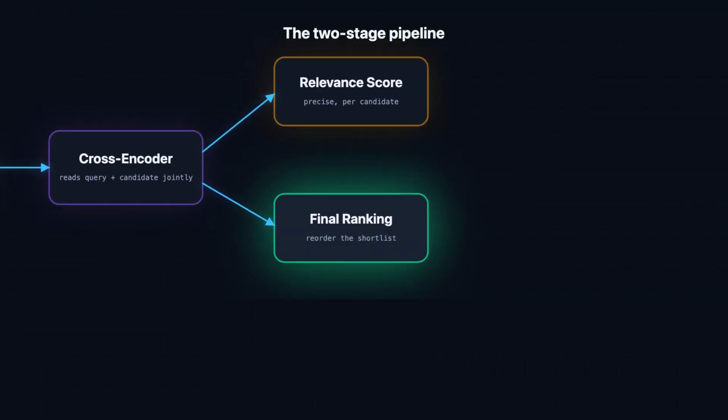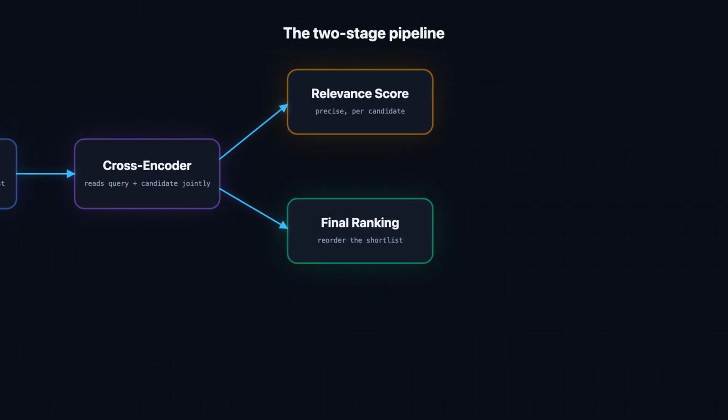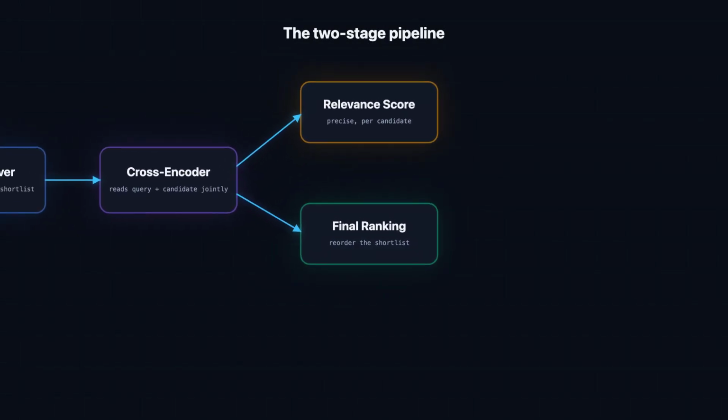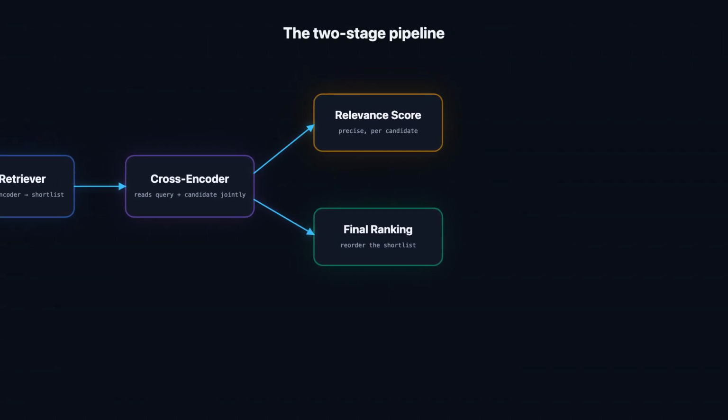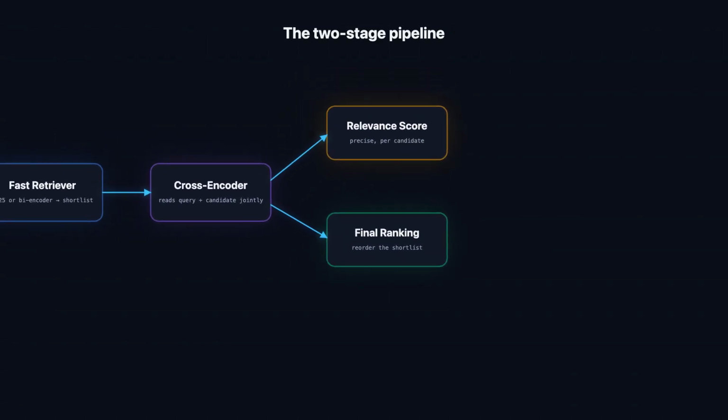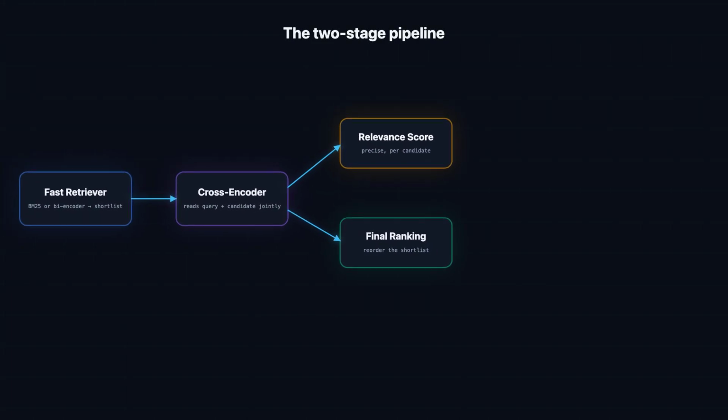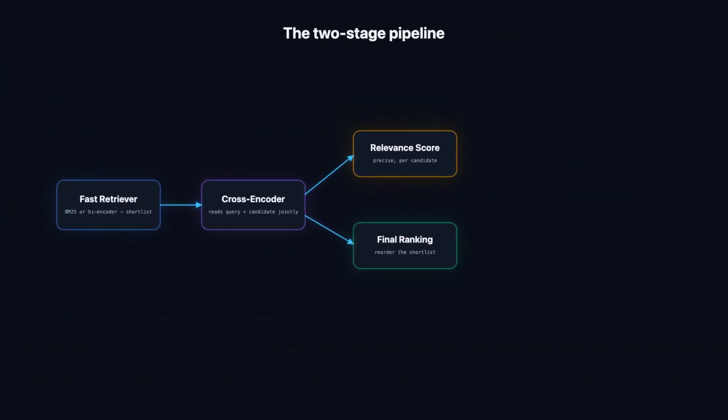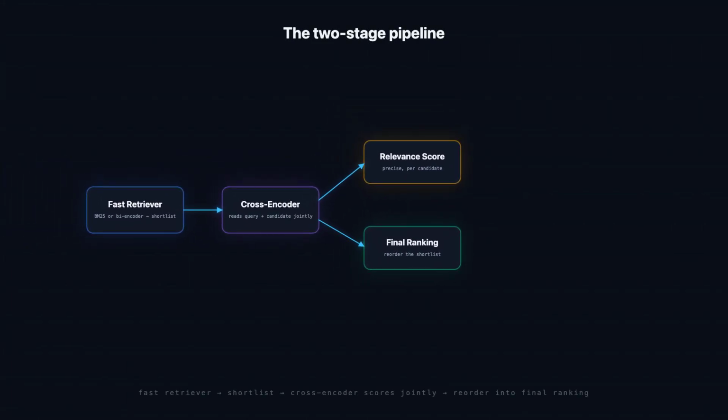Finally, those scores are used to reorder the shortlist into the final ranking. The fast stage found the candidates. The slow stage sorted them properly, and the user sees results that are both quick to produce and genuinely accurate.